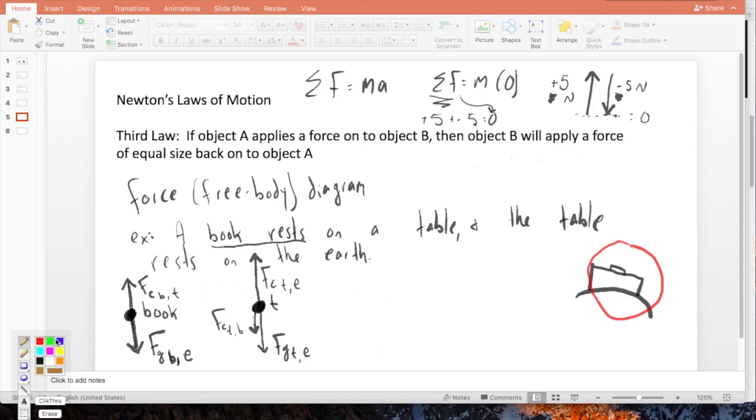And this is where it gets interesting. We're really talking about Newton's third law. We're making diagrams that represent Newton's third law. So we want to identify now what I'm going to call third law pairs.